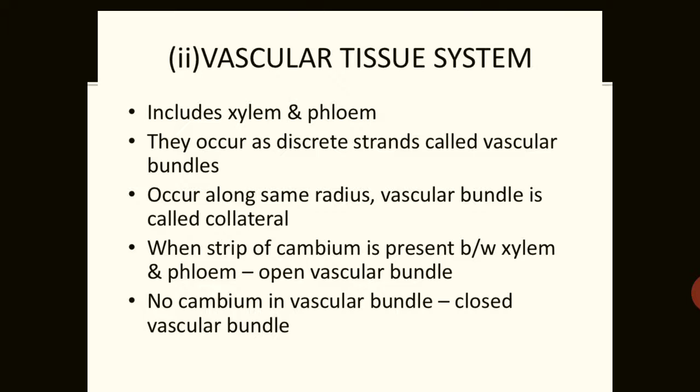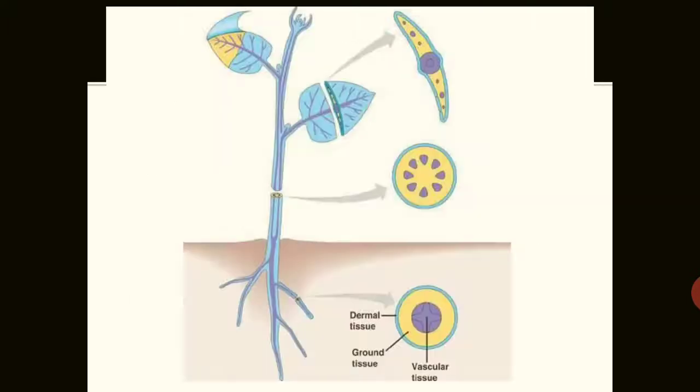A vascular bundle with this radial arrangement is known as the collateral type. When a strip of cambium tissue is present between the xylem and phloem, the bundle is known as the open type of vascular bundle. But if there is no cambium between the xylem and phloem, this type of vascular bundle is known as the closed type, meaning the presence or absence of the cambium tissue.